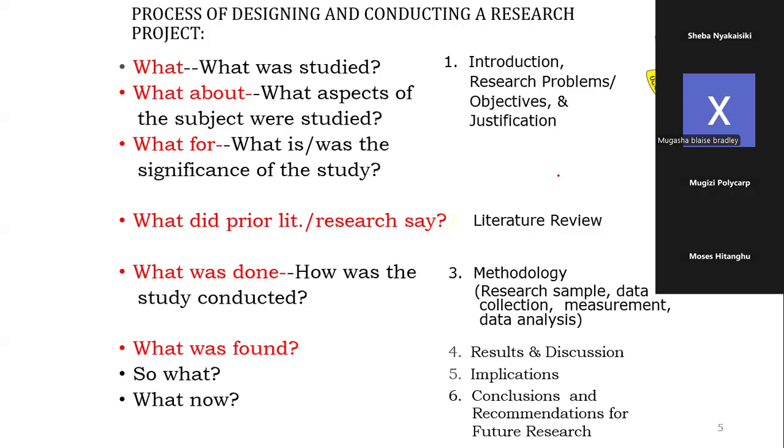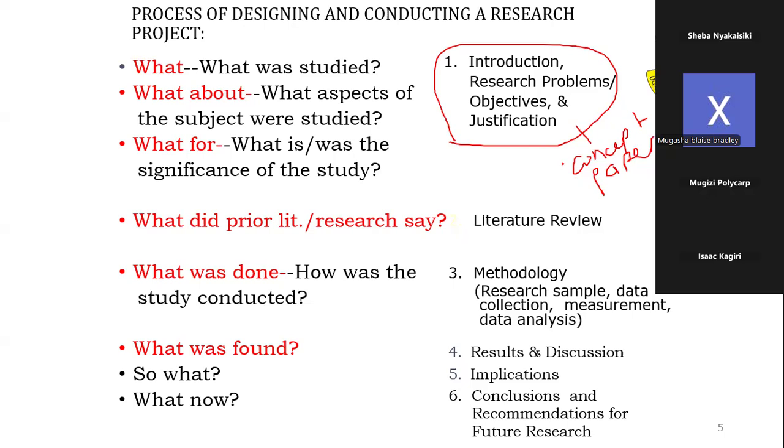So here, you have a guideline of what some of the questions may produce at the end of the day. Questions like what is going to be studied, what aspects of the subjects will be studied, what is the significance of the study. This is essentially chapter 1. Okay, and this could also be your concept paper. Usually your chapter 1 is your concept paper, but you'll have more guidance on the concept paper. But this is what it is.